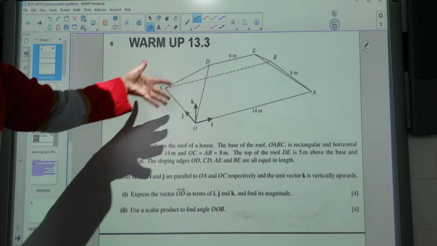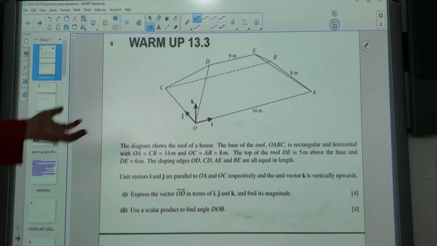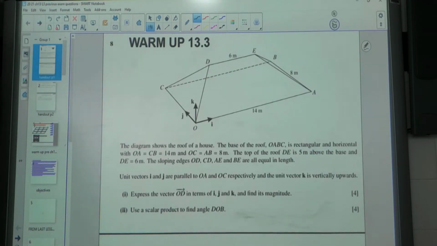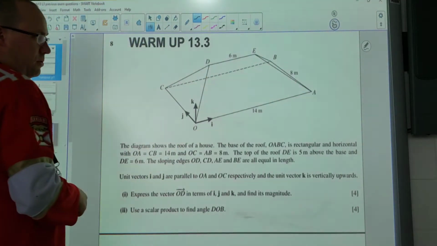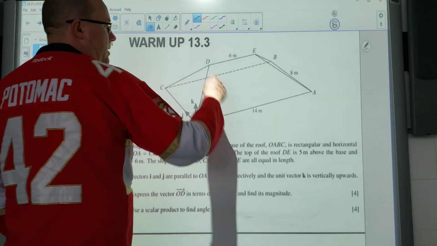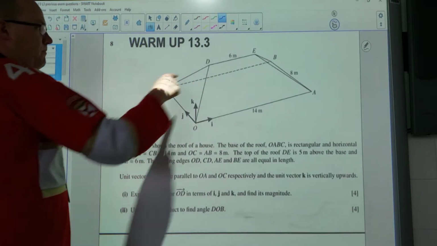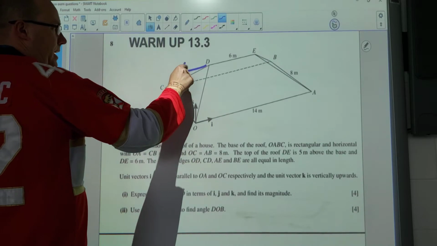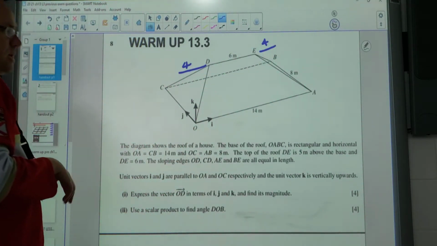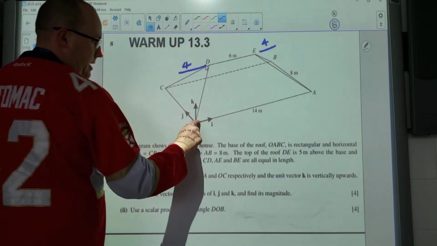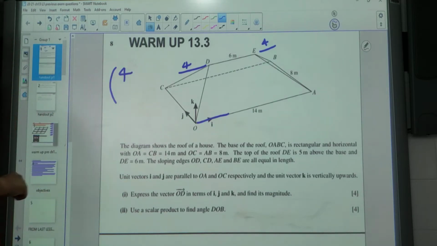So what we're going to do is look at all the individual components and see how many i's, how many j's, and how many k's we need to get to that physical point D. Looking at things that are parallel to each other, I notice this is 14 and this is 6, which means I have an additional 8 meters, which suggests this overhangs 4 meters and this also overhangs 4 meters. So first I need to go this direction 4 units. That would be for i.